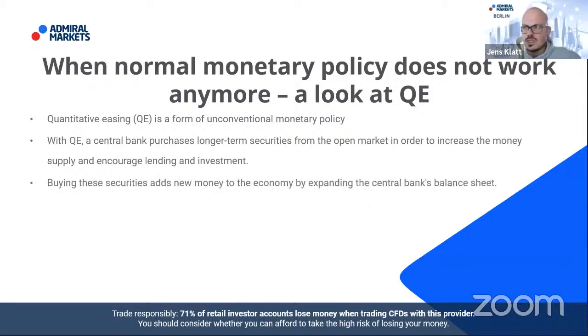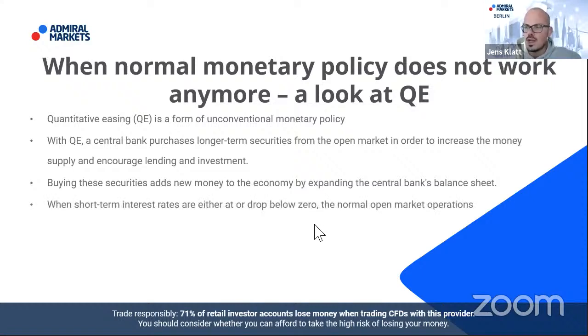Buying these securities adds new money to the economy by expanding the central bank's balance sheet. This is really crucial. We don't want to dig too deep into quantitative easing and overcomplicate things, but keep in mind it's the expansion of the balance sheet which is of interest to us, especially when looking at the Fed and the ECB, comparing both balance sheets to each other and how this could influence the exchange rate of EURUSD.